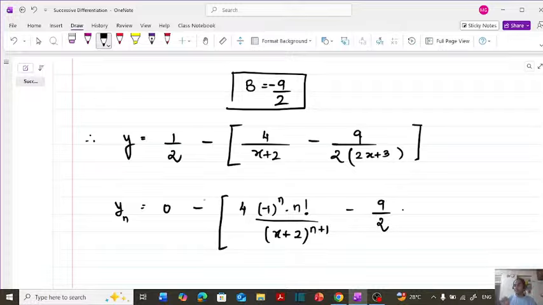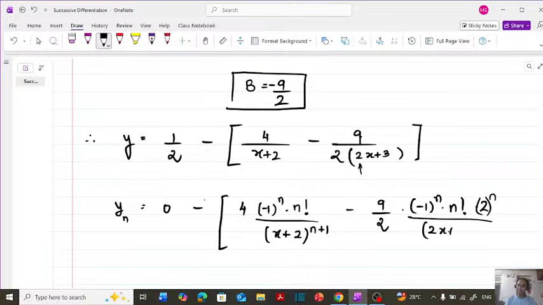Now you have to be a bit careful because it is minus 1 to the power n into n factorial, and then there is ax plus b. So here this 2 is there, which is 2 to the power n, divided by 2x plus 3 whole to the power n plus 1.